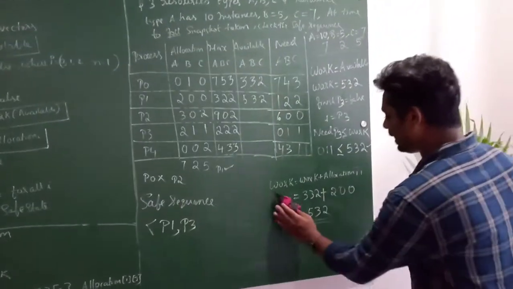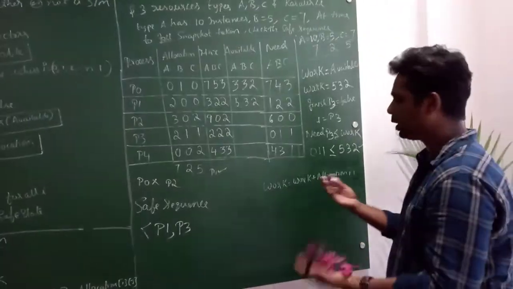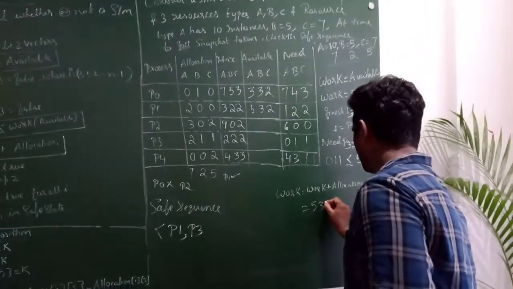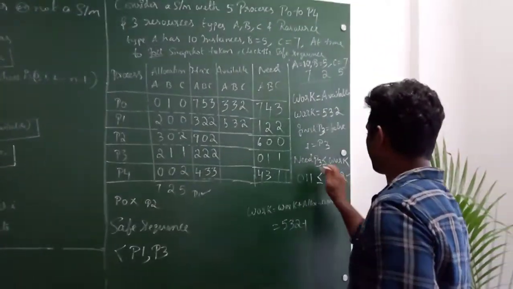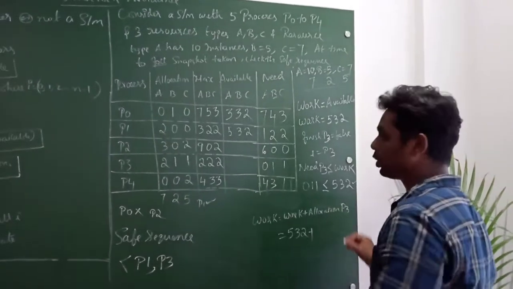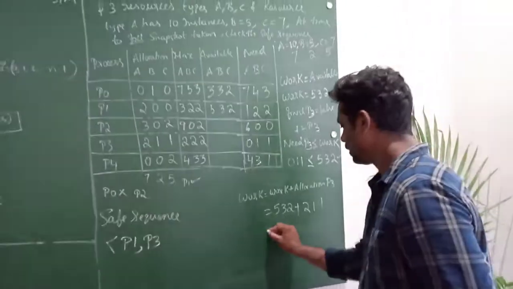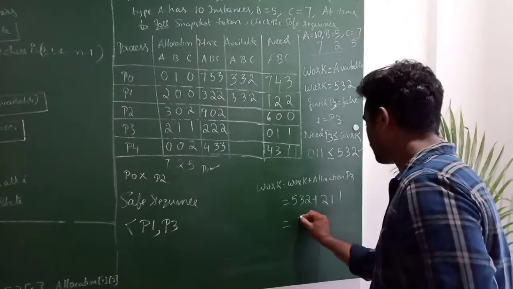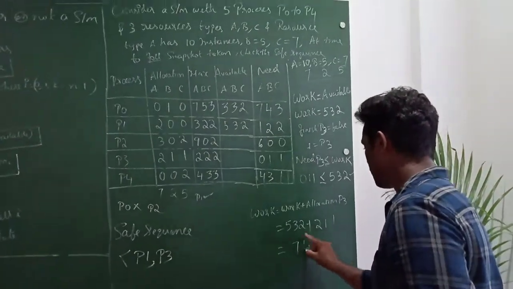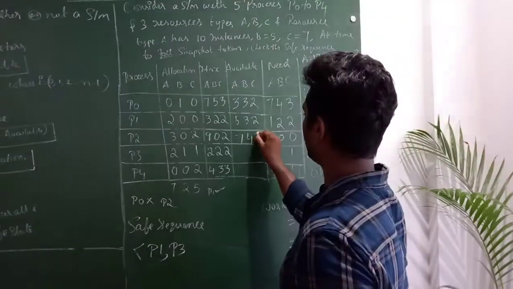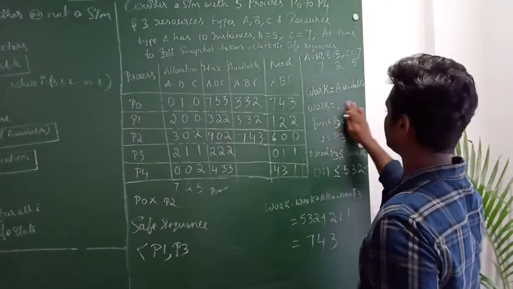Once P3 executes, what happens? It's going to release the resources. So work is how much? 532 plus allocation of which process? P3 process. Allocation of P3. How much was it allocated? So what is the new work? 5 plus 2 is 7. 3 plus 1 is 4. 2 plus 1 is how much here? 3. So the new availability is 743.